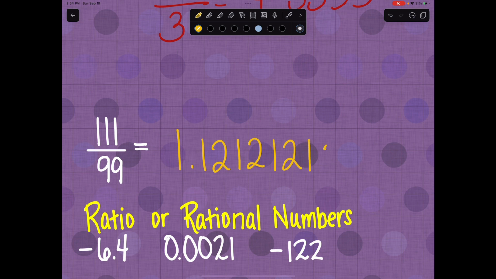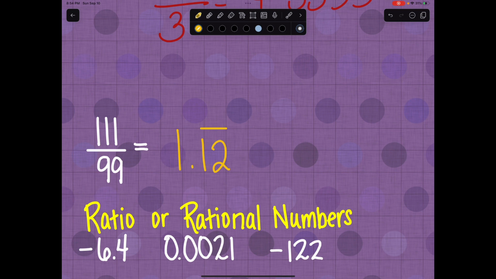1.121212. And that, turns out, goes on forever. The 1, 2 repeats. So if I want to write that in a different way, I could write it like this: 1, 2 with a bar over the 1 and the 2. Then you know that the 1 and 2 repeat. Okay, so that can be expressed as a ratio too.